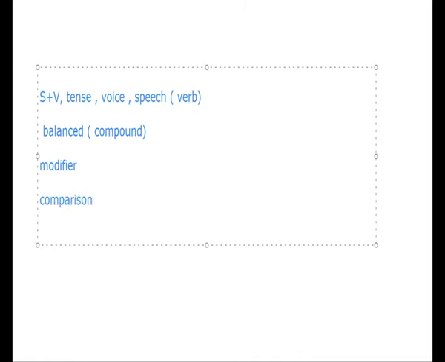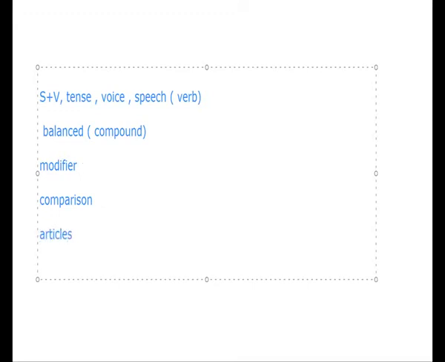Then comes comparison. Comparison exclusively deals with adjectives and adverbs, especially more into adjectives, right? So what kind of problem will we see? Then I will check for usage of articles, prepositions, and some confusing words. That's it. This is the complete syllabus of spotting errors. Of course, you need to have basics.